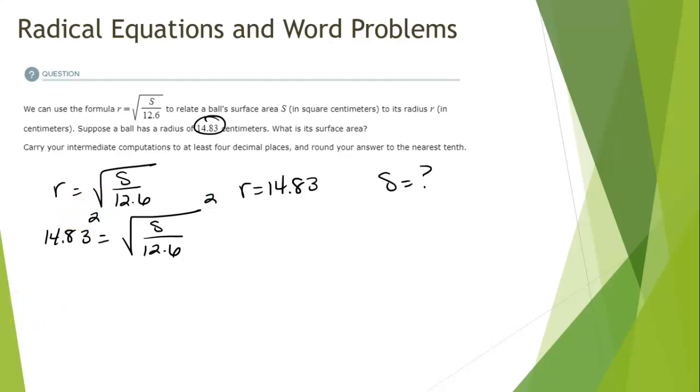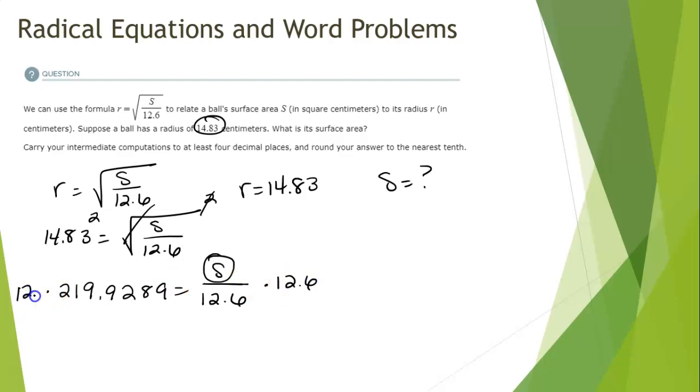So I'm going to do 14.83 squared, or 14.83 times 14.83, they mean the same. That gives me 219.9289. Remember, the square and the square root cancel out, so that's S divided by 12.6. We want to isolate the S, so we do the opposite of divide, which is multiply. We're multiplying both sides by 12.6. Let's see, it says to round to the nearest tenth, so I get 2771.1. The surface area is in centimeters squared, and that's equal to S.